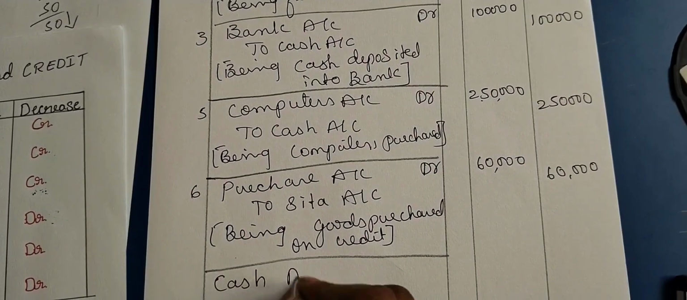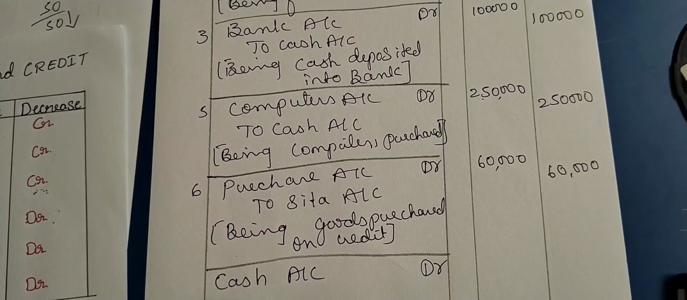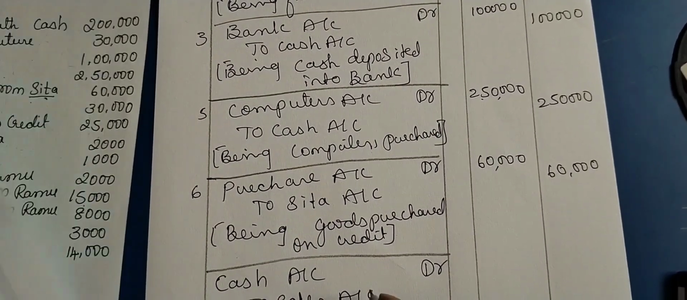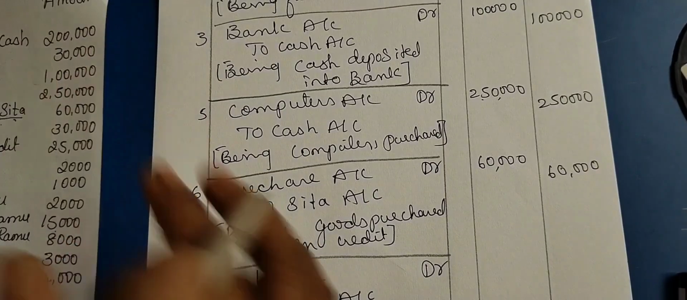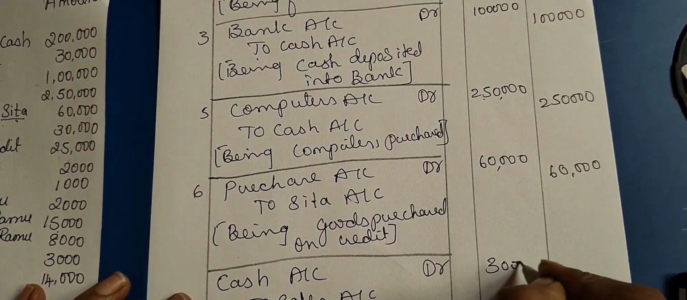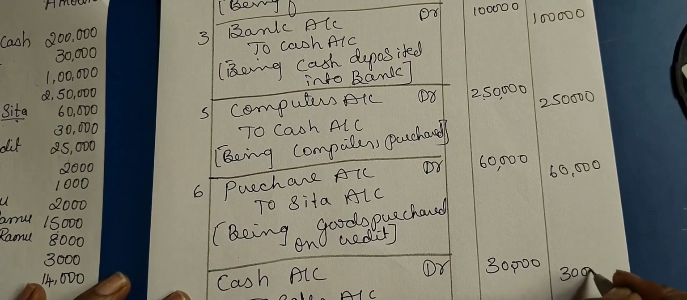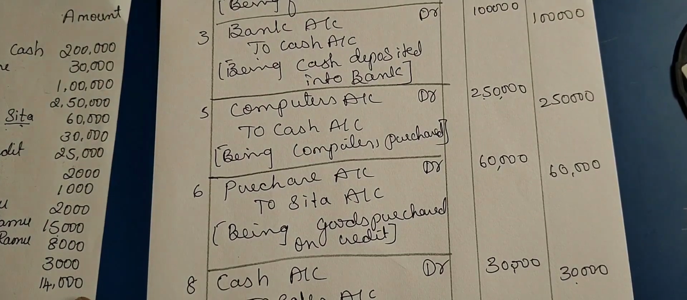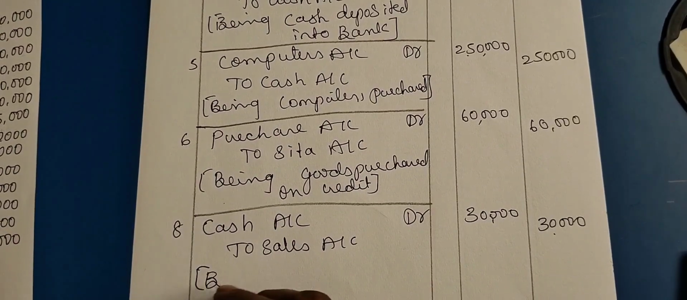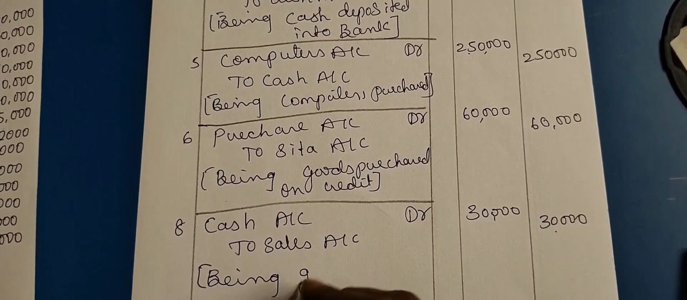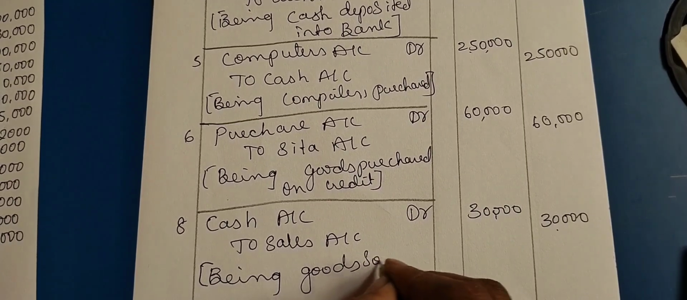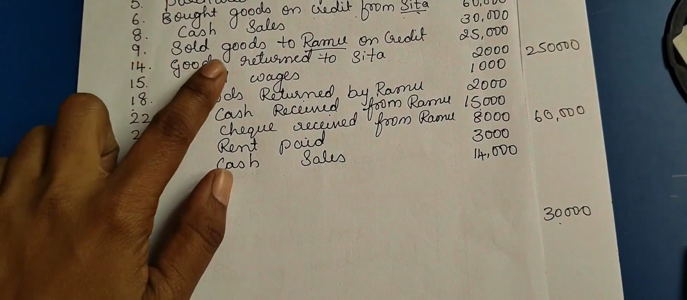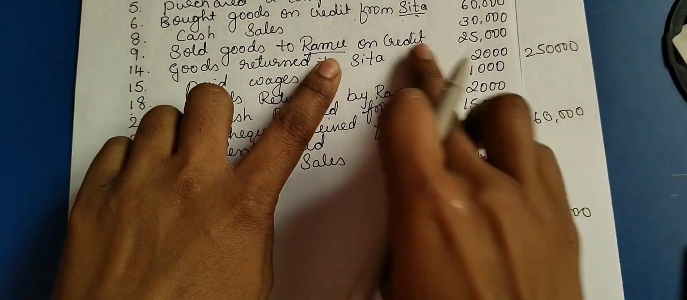Cash account debtor to sales account. Sales account amount is 30,000, date on 8th. Right. Being goods sold. Now the next transaction is on 9th. Sold goods to Ramu on credit.